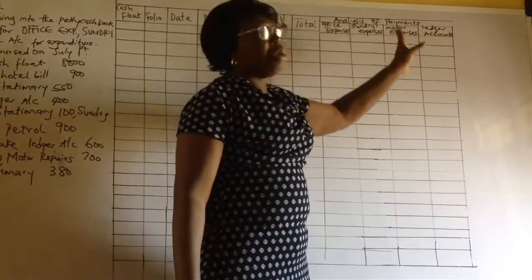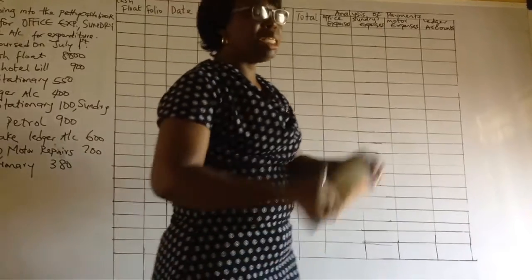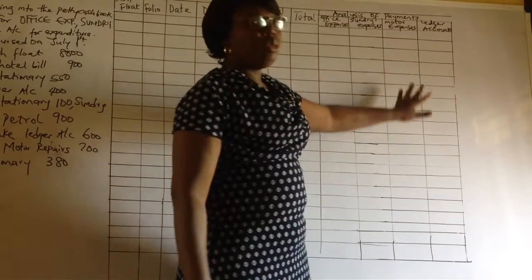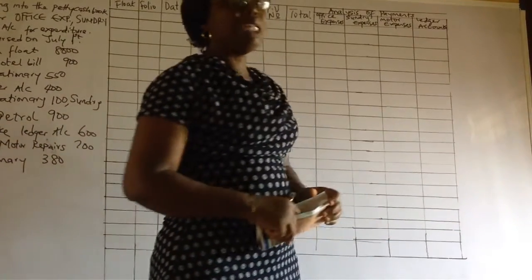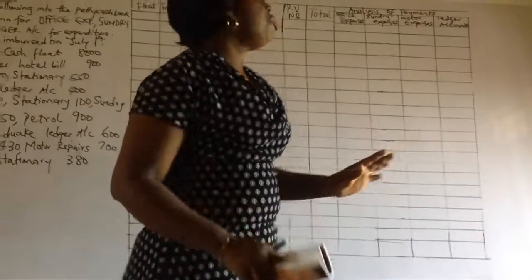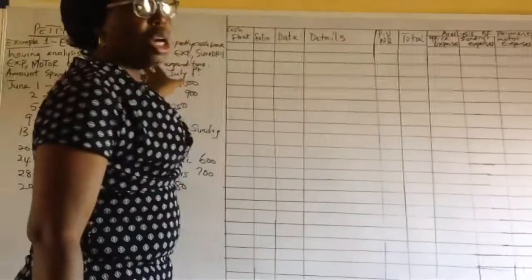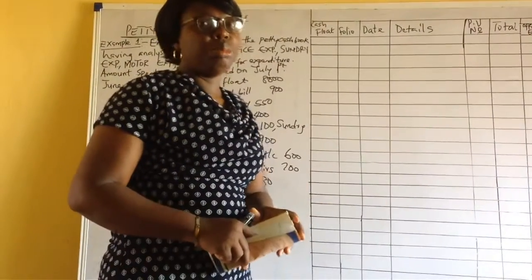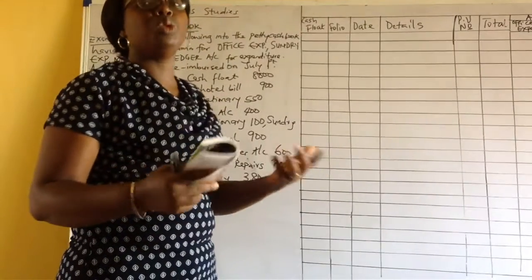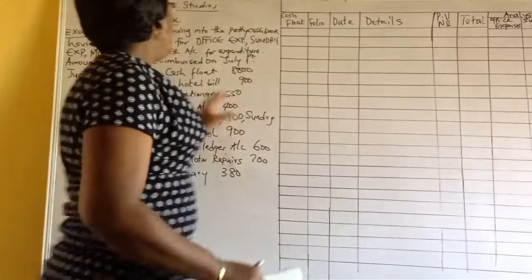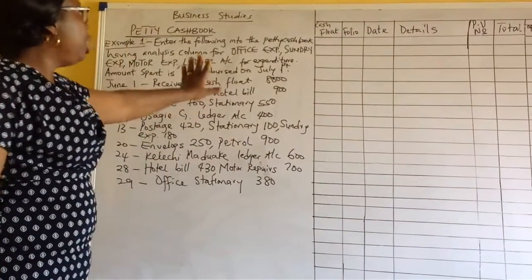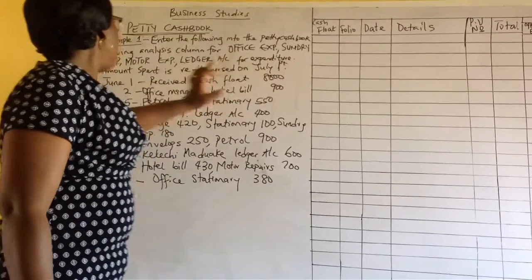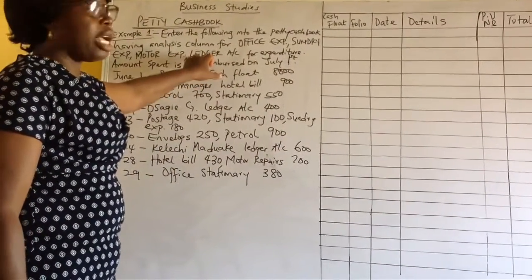You have the analysis of payment, like I said, the breakdown of payment, what exactly the money was used for. So what it is used for is the column you are going to post on. Usually, for your level, they will give you the analysis column you are supposed to open. But if you are not given, you can be able to identify it. But for now, you will be given. And if you look at this first example, they gave the analysis columns you are supposed to open: office expenses, sundry expenses, motor expenses, and ledger account.